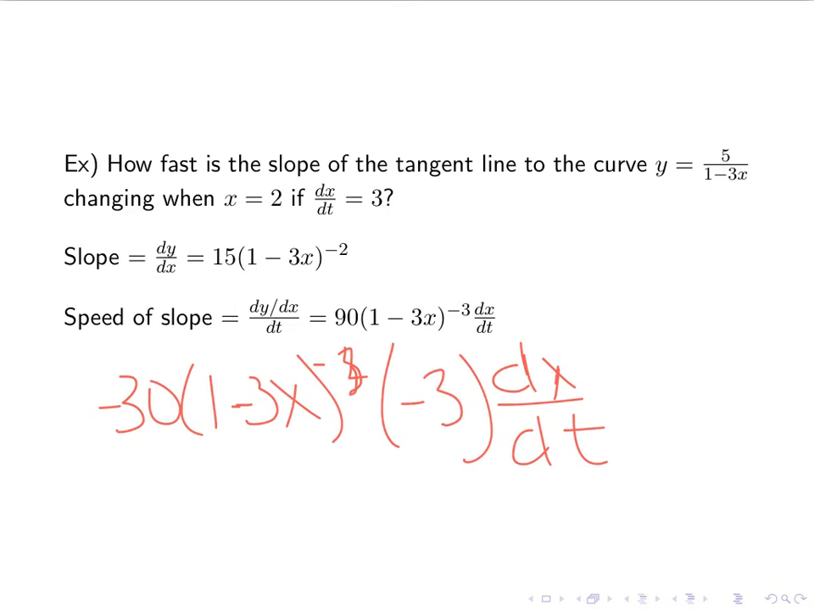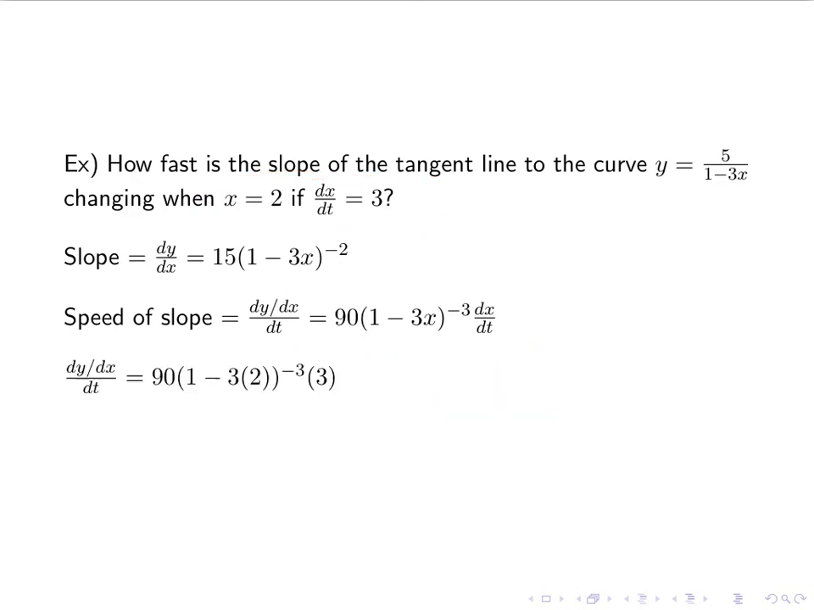The next step is to plug in the things that I know. So x is 2, dx/dt is 3. So I get this guy. I'm looking for d(dy/dx)/dt, how fast the slope is changing. Okay, so it's already solved for it. I just have to plug that in. And I should be getting negative 2.16.